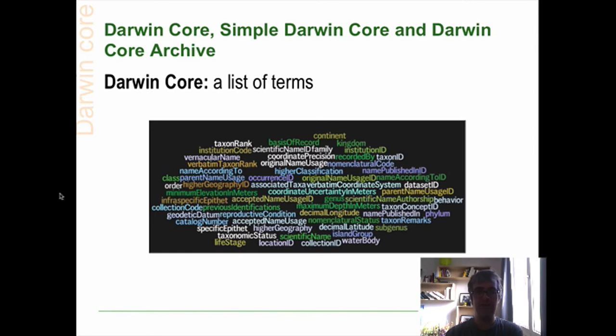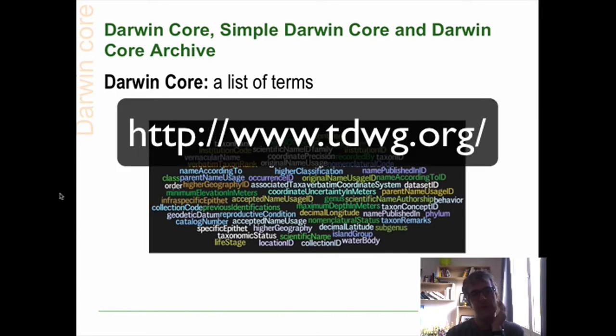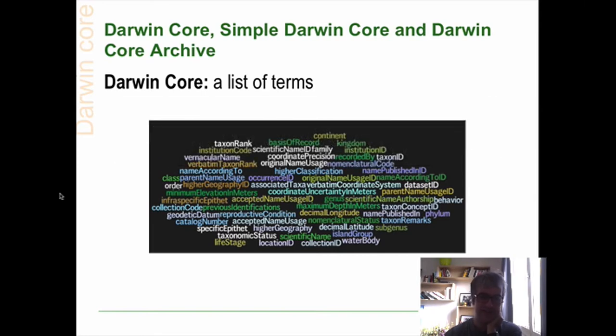Darwin Core, Simple Darwin Core, and Darwin Core Archive are three different data standards that are related but that are different. And I think it's important to understand the difference between those. Those three standards are managed by an organization called TDWG. The first one, Darwin Core, is just a list of terms. You have a term, like scientific name, and you have a definition attached to this term. Another term is, for example, decimal latitude or life stage.